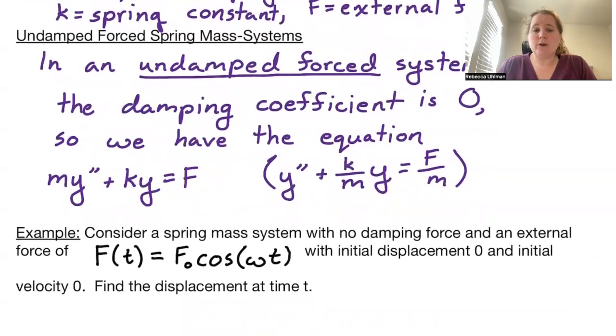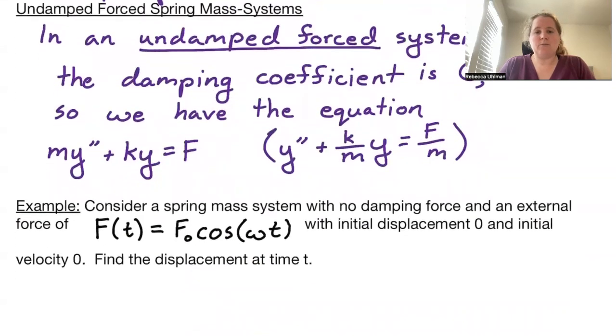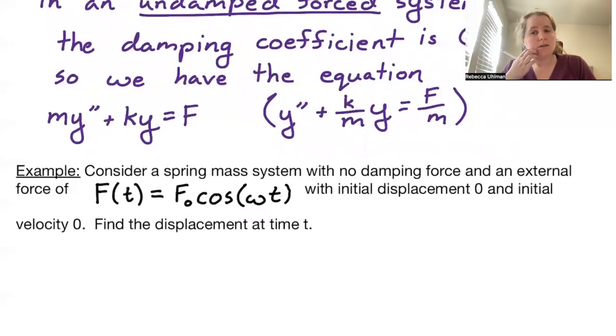We're going to work more generally to start off. So let's consider a spring mass system with no damping force and an external force of F of t equals F naught times cosine of omega t, with initial displacement 0 and initial velocity 0. And our job is to find the displacement at time t.